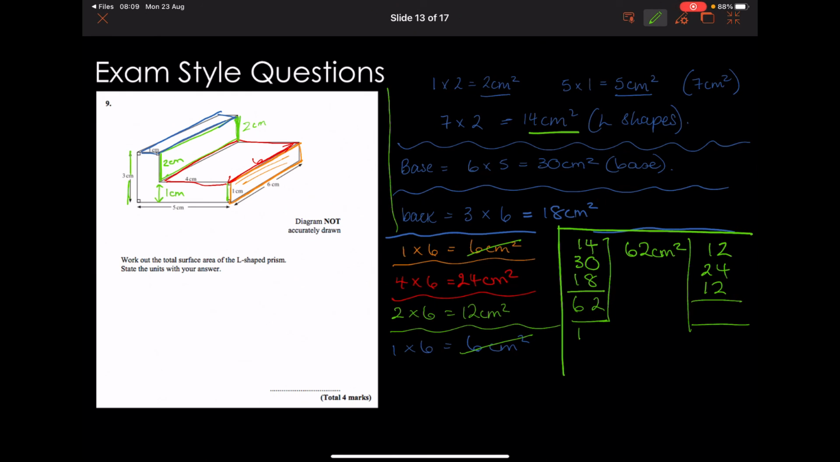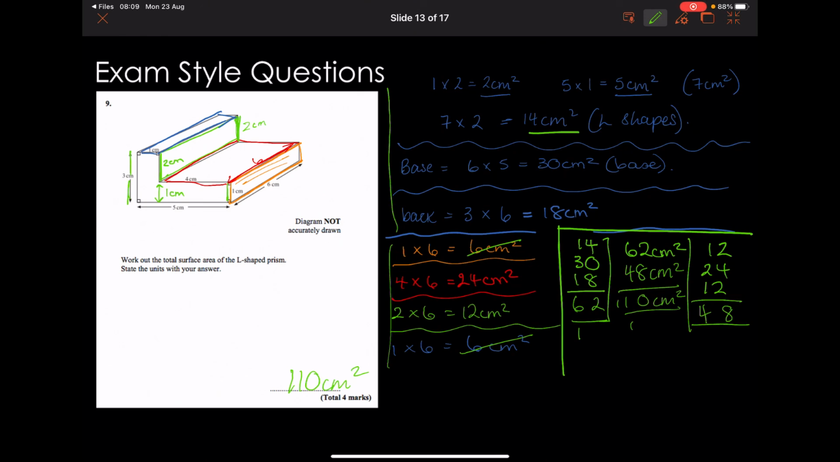So then I've got 8 there and 4 there. So that's 48 centimeters squared for those bits. So then if I add them together, we've got 10 there and 10, 11 there. So it's 110 centimeters squared.